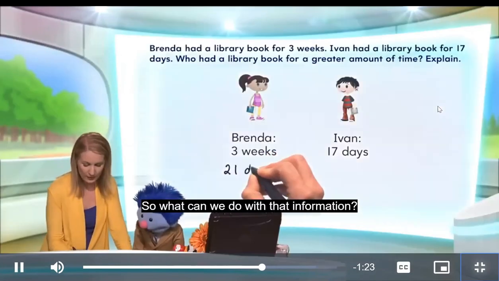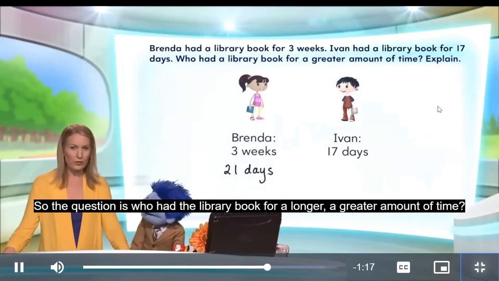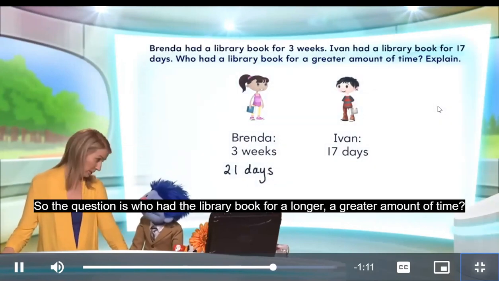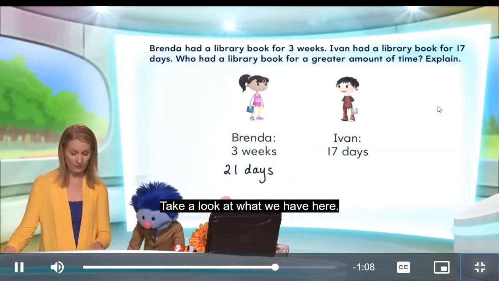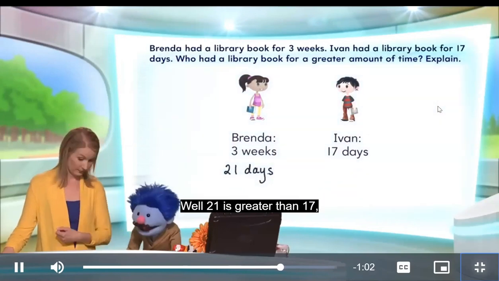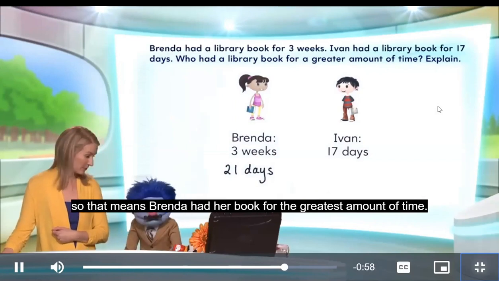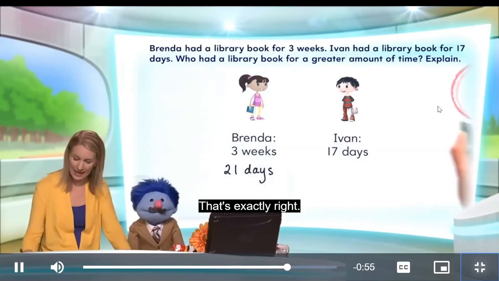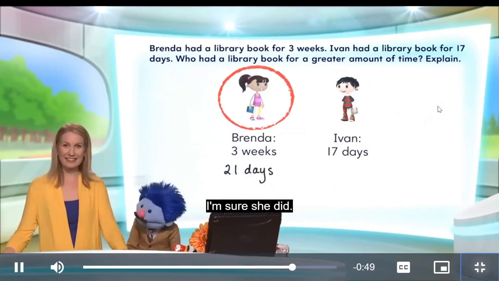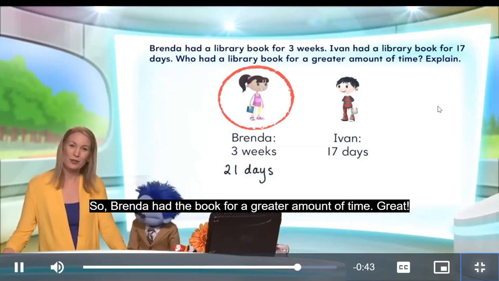So what can we do with that information? 3 weeks means 21 days. So the question is, who had the library book for a greater amount of time? What do you think? Take a look at what we have here. Well, 21 is greater than 17. So that means Brenda had her book for the greatest amount of time. That's exactly right. Brenda, I bet she had a great time reading it. I'm sure she did. I hope the books were fun. So Brenda had the book for a greater amount of time.